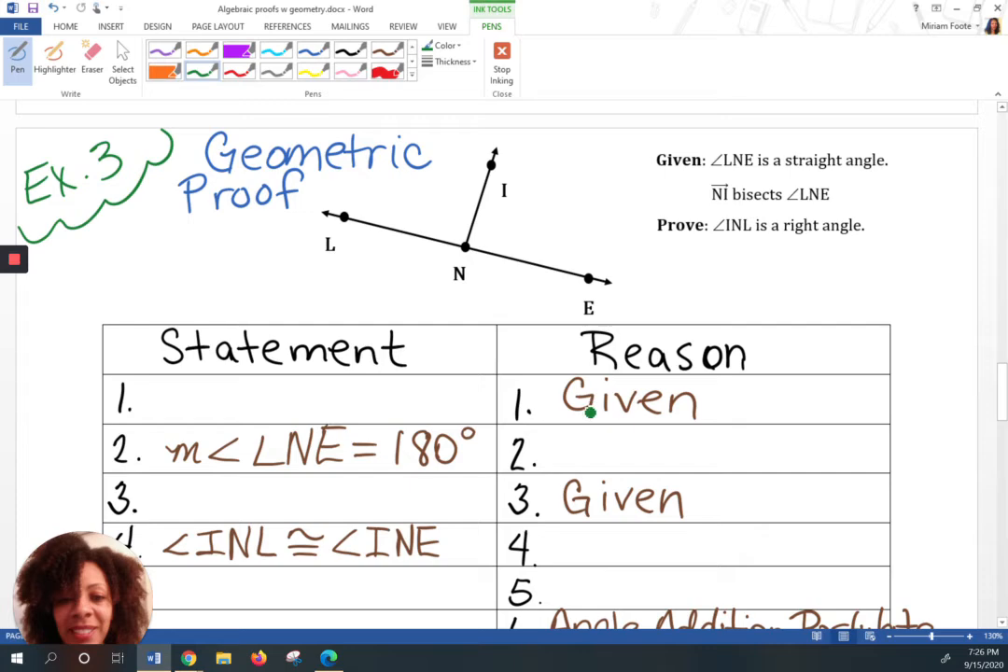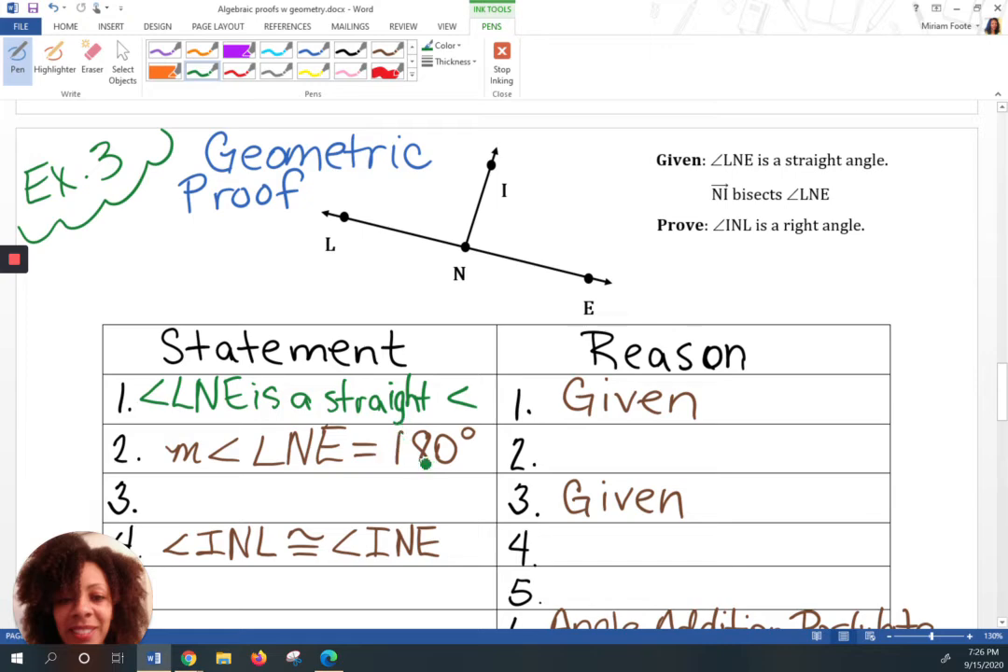This says given. So if I look at given, I have two options. Typically it's the first one. So that's what we're going to write. Angle LNE is a straight angle. How do I know that? Because the reason said that it's given. All right, so the pre-populated part told me then that the measure of that angle, LNE, is equal to 180 degrees. Okay, so what does that mean?